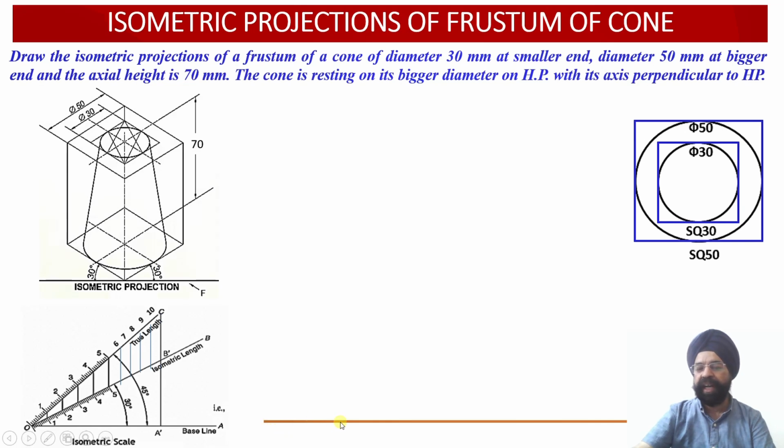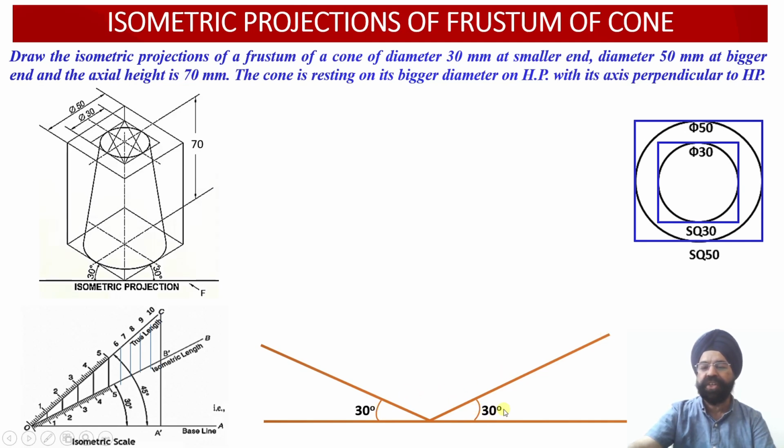Now we start with the construction of the horizontal ground or the datum line, and here we have the center point. From the center point, the x-axis, that is the isometric axis, and the z-axis, again an isometric axis, will be drawn, both at an angle of 30 degrees each. Then the height of this particular frustum of the cone will be drawn along the y-axis. So let us start with the construction.